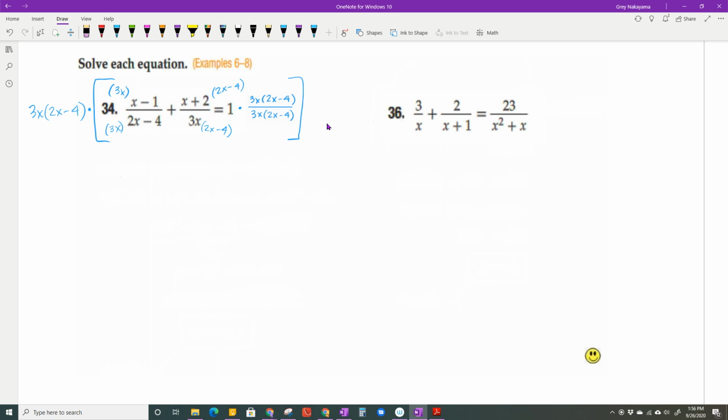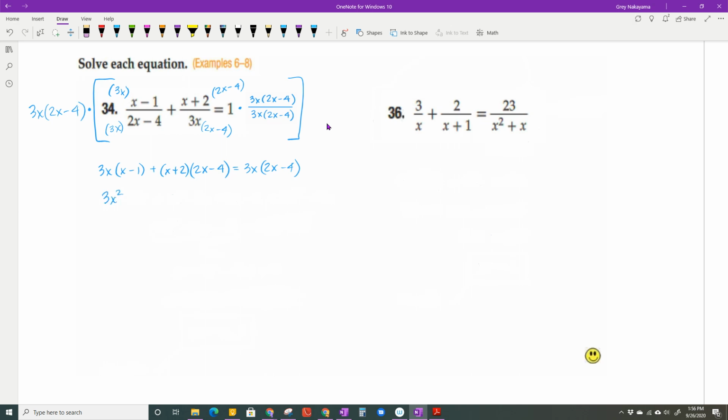And now I'm going to write my numerators. So I'm going to first have 3x times x minus 1. That's my first numerator. My second one is two binomials. And then I have, what was on the top of the other one? 3x, because it's times 1. So now I'm going to simplify everything.